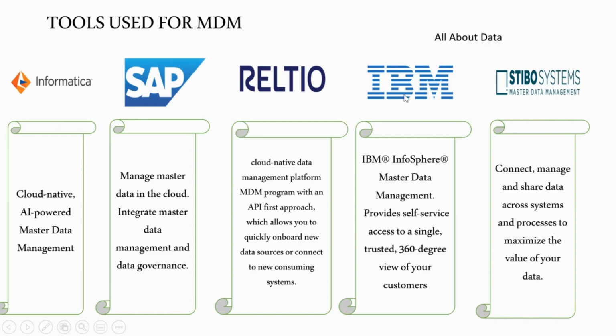Then we have the IBM tool, IBM InfoSphere Master Data Management. They provide self-service capabilities and a 360-degree view of the customer, meaning everything about the customer gets captured in this IBM tool. Then we have Stibo Systems. Stibo Systems are usually used for customer data, but they also have good products for product information management, product data management. So this is Stibo. These are the few tools I have listed here in the market, which are top notch, where most of the companies are using them.